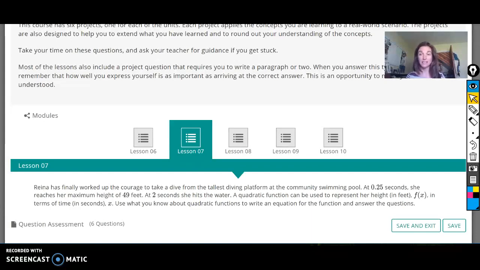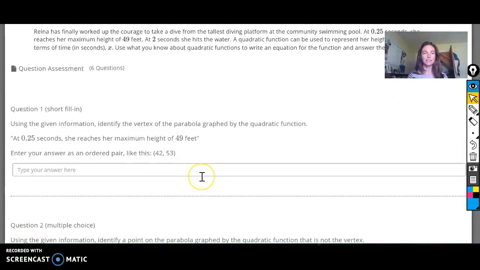Okay, so her height is f of x and the time is x. Use what you know about quadratic functions to write an equation for the function and answer the questions. So let's get started here. Using the given information, identify the vertex of the parabola graphed by the quadratic equation.